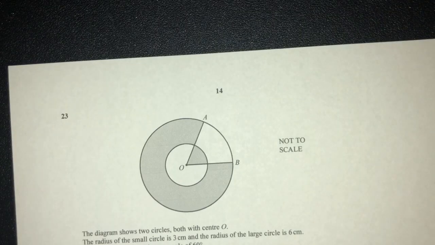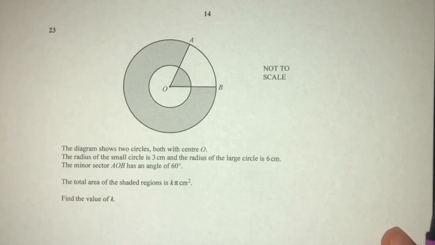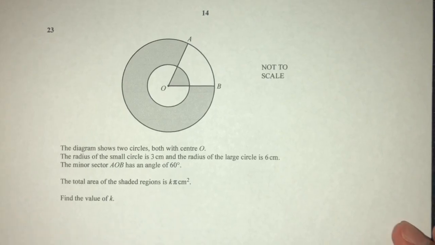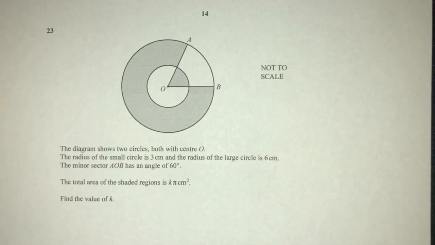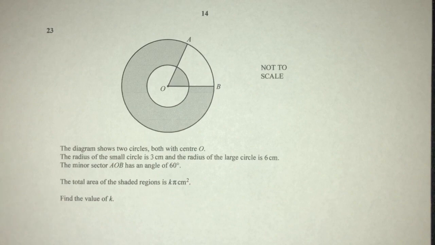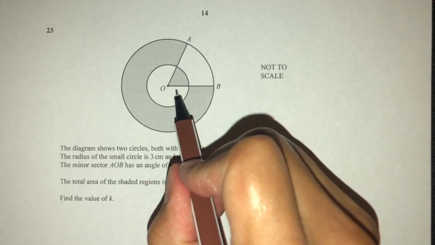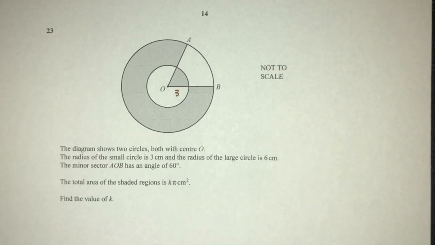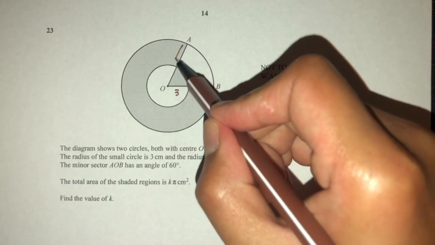Now let's move on to question number 23. This one is quite long, so we have to be careful with this question. The diagram shows two circles, both with the same center, right here. The radius of the small circle is 3, and the radius of the large circle is 6.